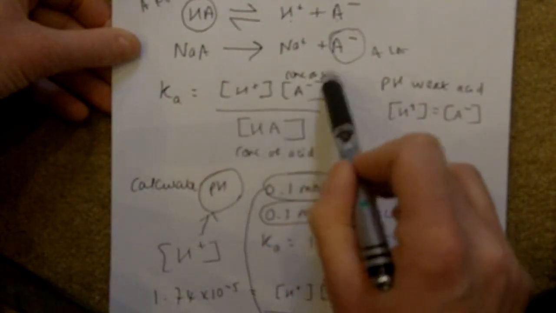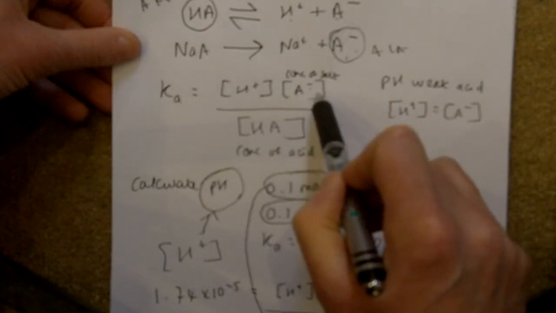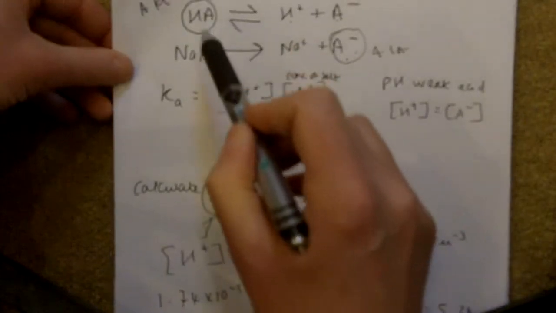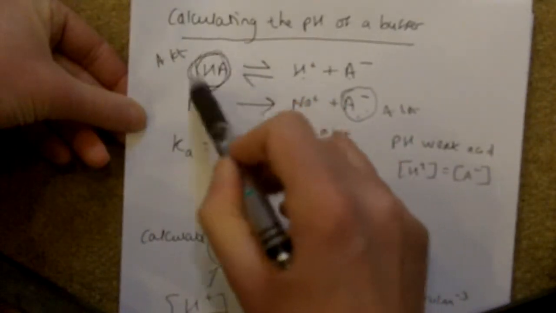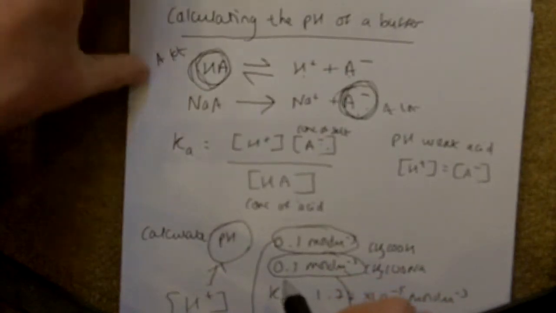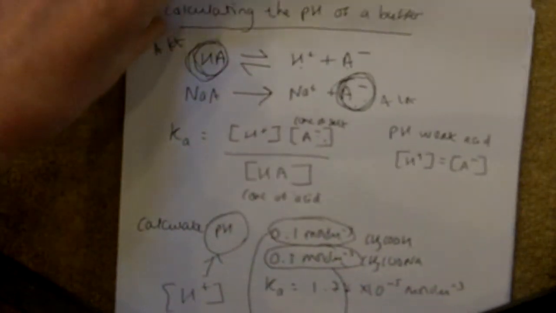Okay, so in summary, to work out the pH of a buffer, you say that the A minus is the concentration of the salt, and the HA is the concentration of the acid, because we've got a lot of weak acid and we've got a lot of A minus.